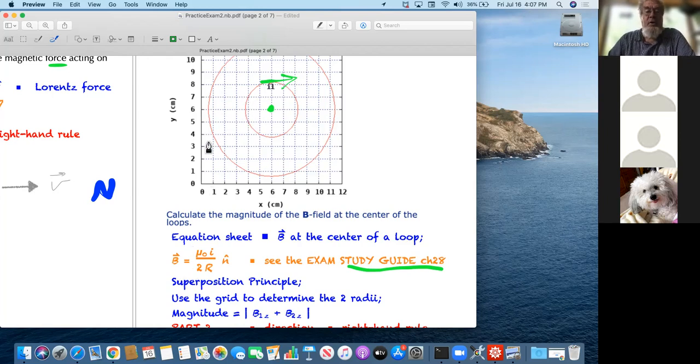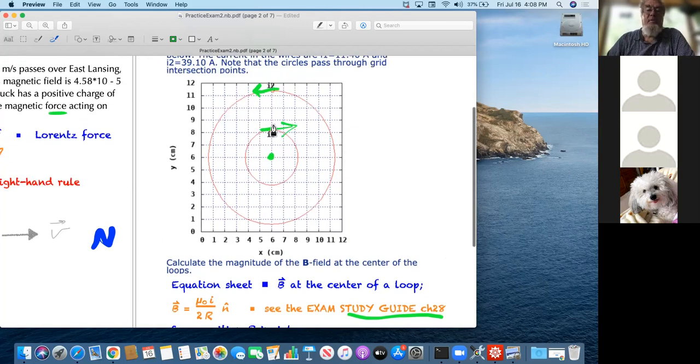Of course, here we have two loops. So we have to use the superposition principle. We just add them. By the right-hand rule, the magnetic field will point perpendicular to the XY plane. N hat is perpendicular to the plane of the current circle. So we'll have B1 in the Z direction and B2 in the Z direction. We'll add those. We'll take the magnitude, the absolute value, to get the magnitude.